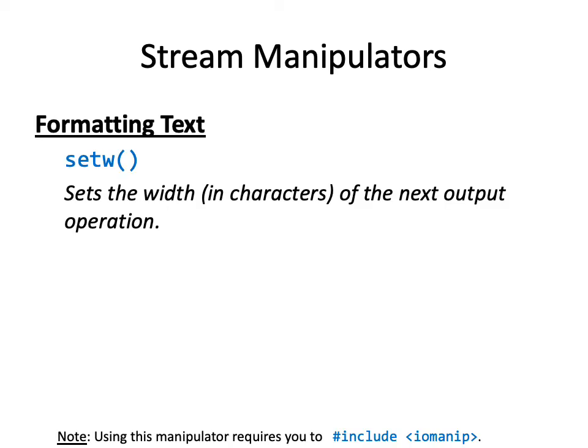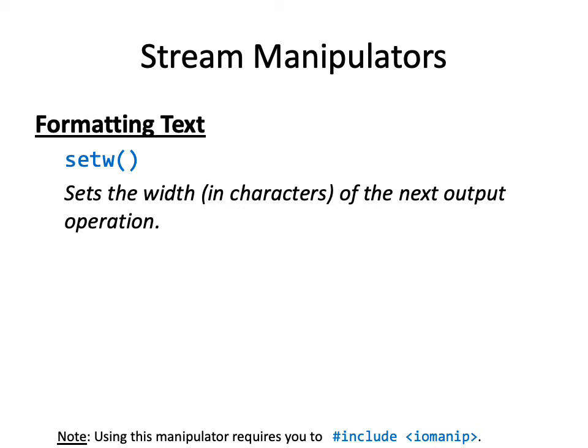Stream manipulators can format text. Here's our first example, setw. Now this is a function that how it gets passed exactly is a little complicated, but basically what you're going to do with stream manipulators is you're going to insert them into a stream. So if it's an output stream, you will put them in between the insertion operators, like you would a regular piece of text to be output. And same for an input stream, you'll put them in between the extraction operators.